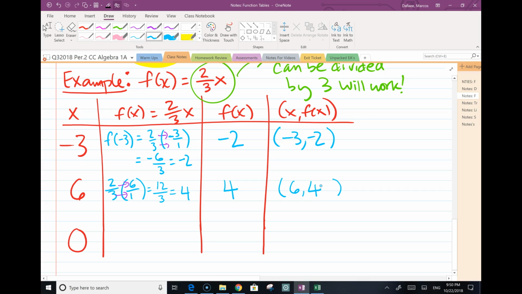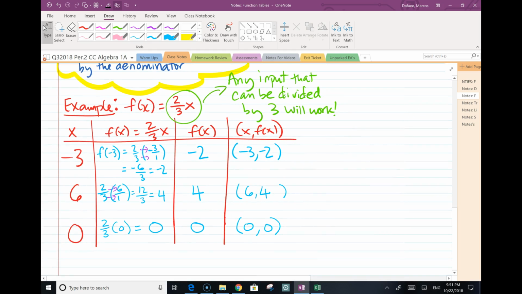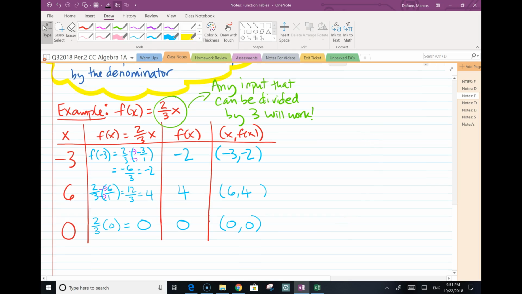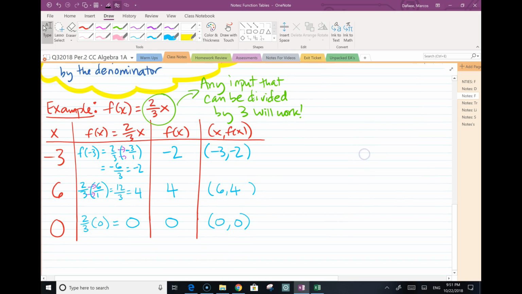The last one, as I said, is 0. You should already be able to figure this out mentally, I'm sure. But just to show you the work, it's 2/3 times 0. No need to put 0 over 1. 0 is fine. And because anything times 0 is just 0, this output is a 0. So that goes there. And my ordered pair is at the origin. Now that I have my 3 ordered pairs, I can go ahead and show you what this thing looks like.